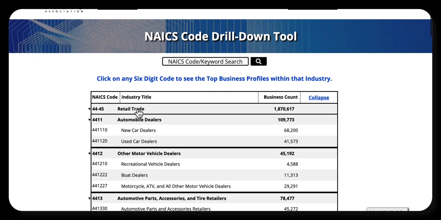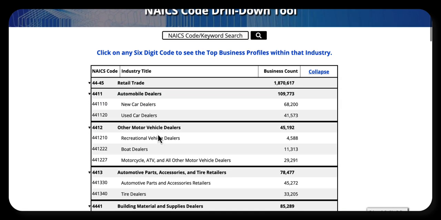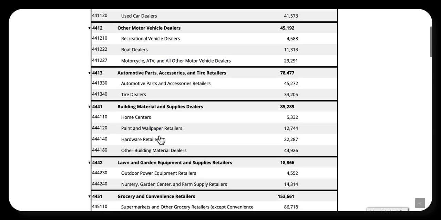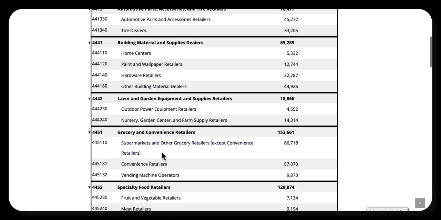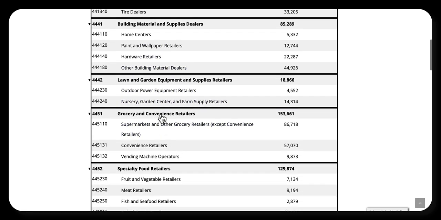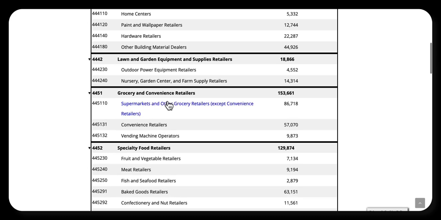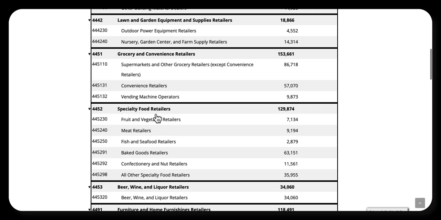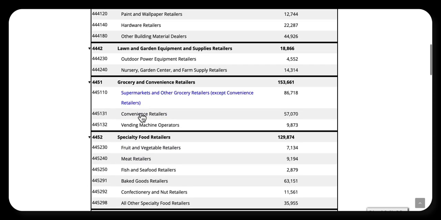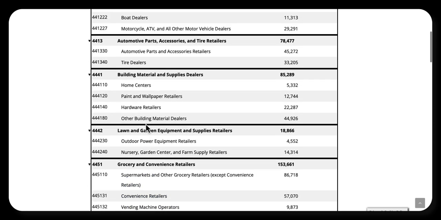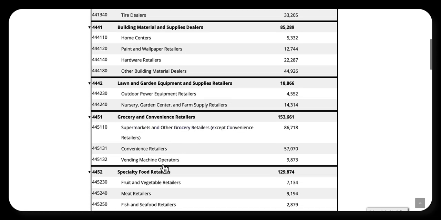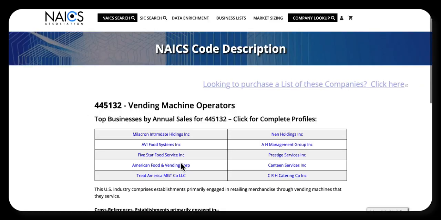So you get retail trade, right? There are automobile dealers, automotive parts, building material, lawn and garden suppliers, grocery and convenience retailers. Even within them, what type of retail are you going to be? A vending machine operator, specialty food retailers. For example, let's look at the vending machine operators. Say you want to sell vending machines, you can look at the vending machine operators.